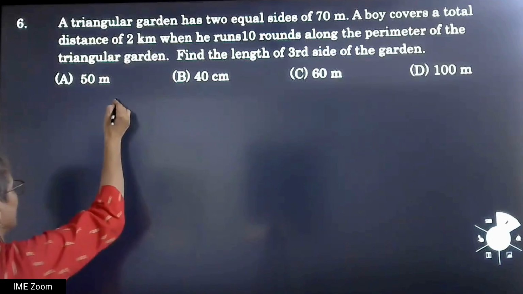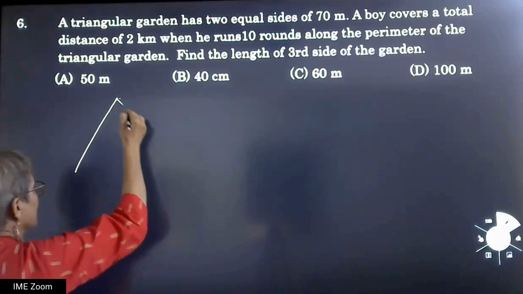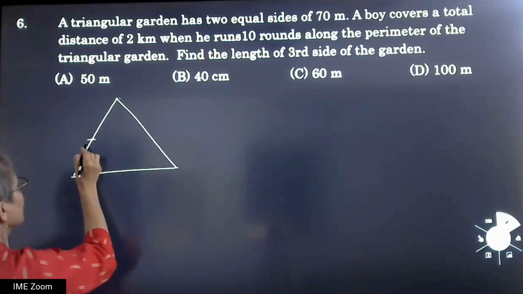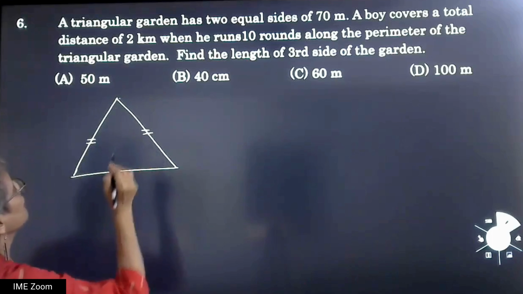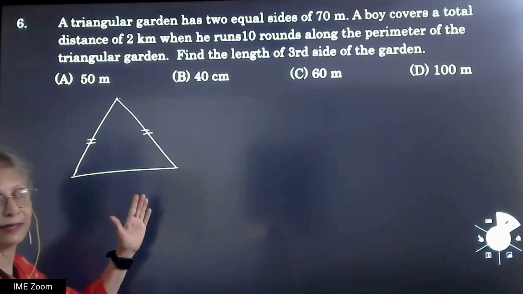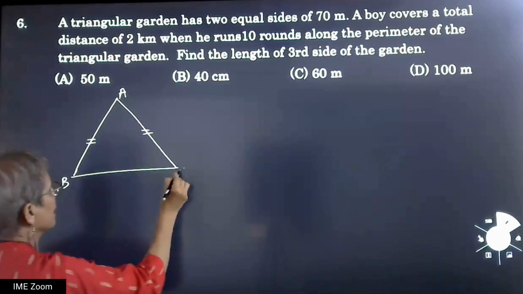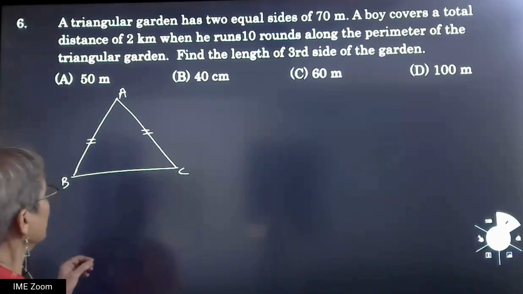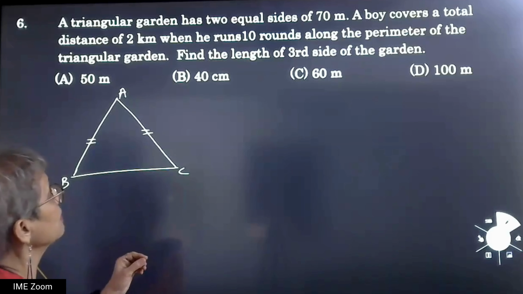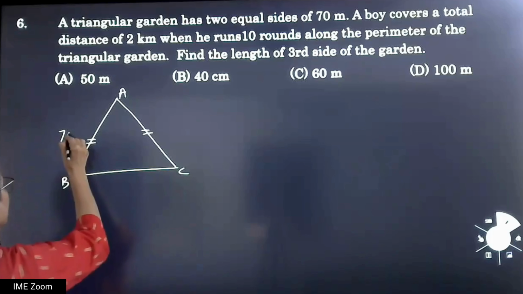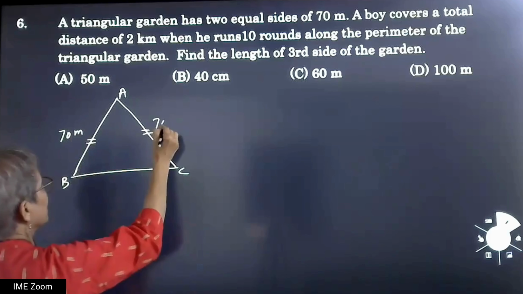One sum must be of triangle. Yeah, this is a triangular garden. And these two sides are equal. It is given. So this is isosceles triangle A, B, C, right? Triangular garden has two equal sides of 70 meters. Okay, so these are given: 70 meters, 70 meters.